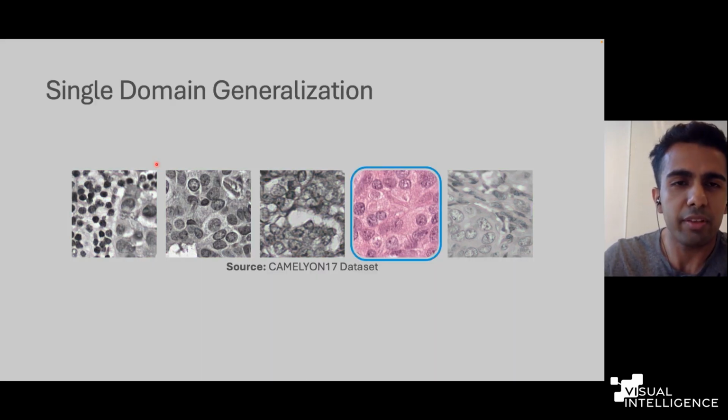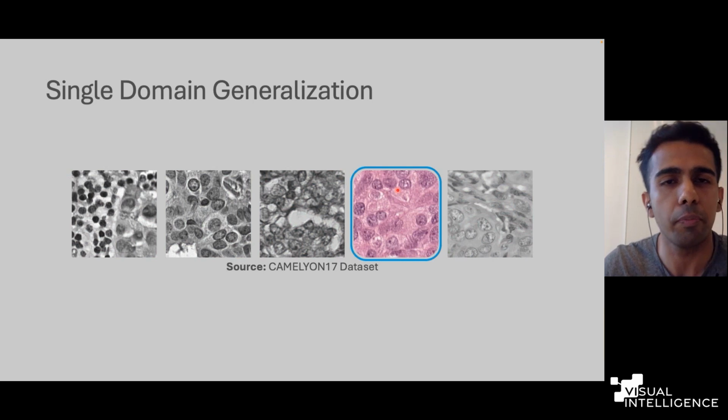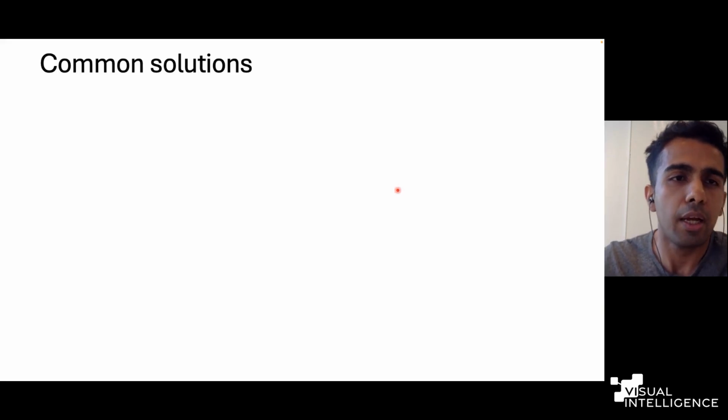Okay, so what this means is that if, for example, I'm training my model on data from this center, then this will be my train set, and then the rest of the centers will be my test set, right? The validation set comes from the train center itself, of course, right?